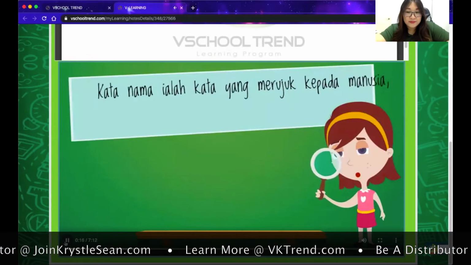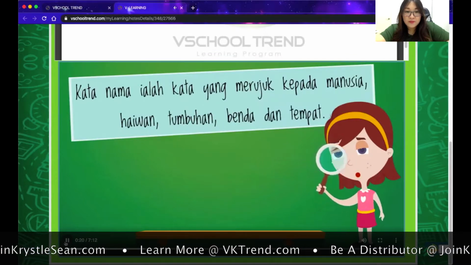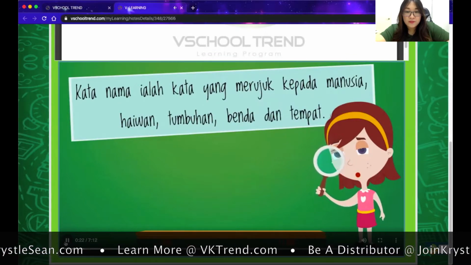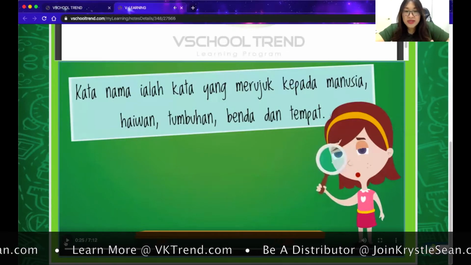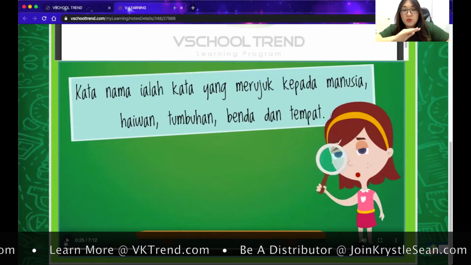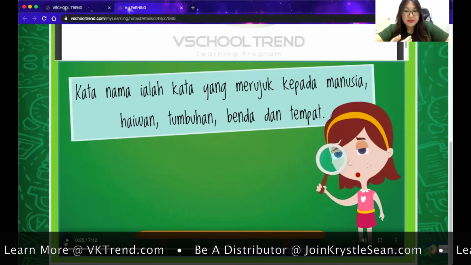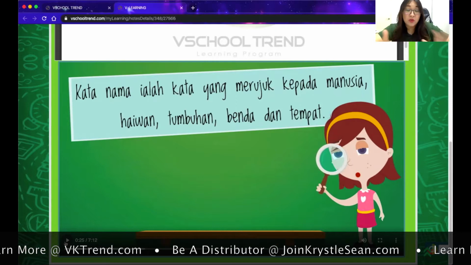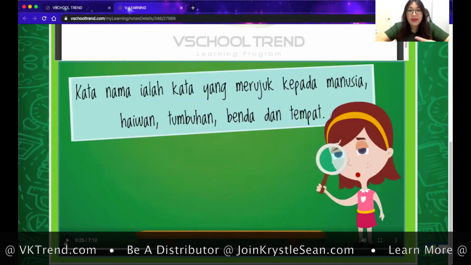Kata nama ialah kata yang merujuk kepada manusia, haiwan, tumbuhan, benda, dan tempat. So as you can see, it is wording plus someone's pronunciation, someone who is actually reading out the words. So your child can actually go through word by word. If your child doesn't understand, you can always play it back again and again.